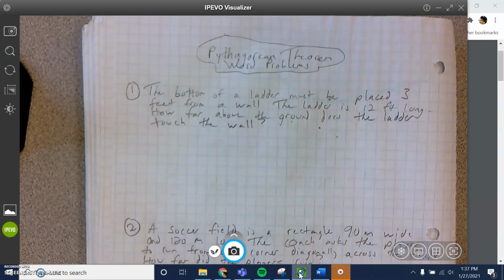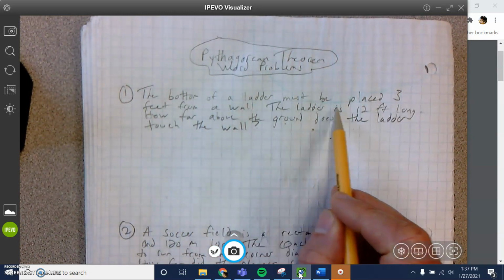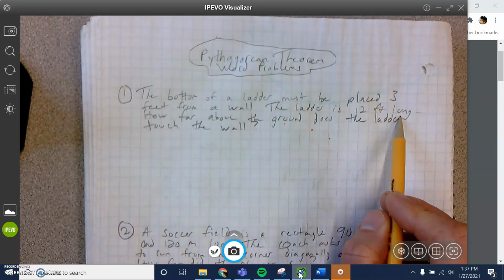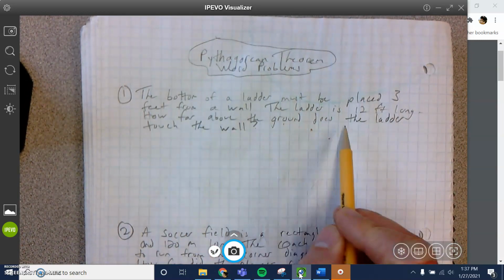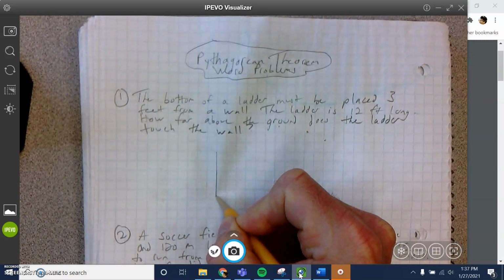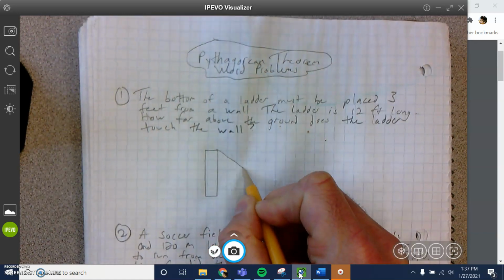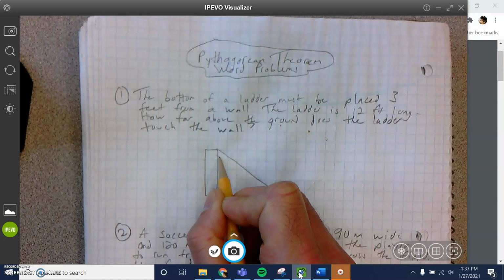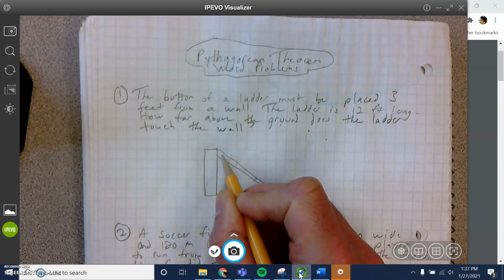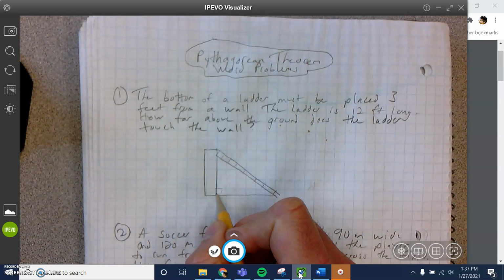Cool. Here are my notes with the title. The bottom of a ladder must be placed 3 feet from a wall. The ladder is 12 feet long. How far above the ground does the ladder touch the wall? Okay, so this requires a picture. Anytime you see something like this, most geometry questions without a picture, you've got to draw a picture. So here's my wall and here's my ladder. There you go. And then guess what it forms? Yeah, a right triangle right here.